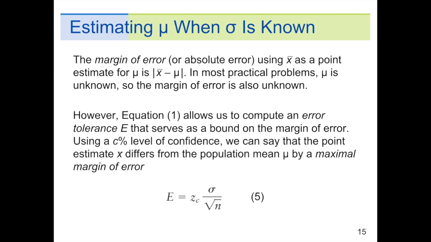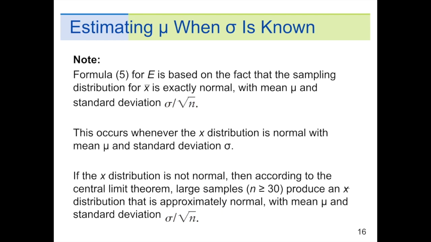However, equation 1 allows us to compute an error tolerance E that serves as a bound on the margin of error. Using a C% level of confidence, we can say that the point estimate x bar differs from the population mean mu by a maximal margin of error. So E equals z sub c times sigma divided by the square root of n. Note, Formula 5 for E is based on the fact that the sampling distribution for x bar is exactly normal, with mean mu and standard deviation sigma divided by the square root of n. This occurs whenever the x distribution is normal with mean mu and standard deviation sigma.